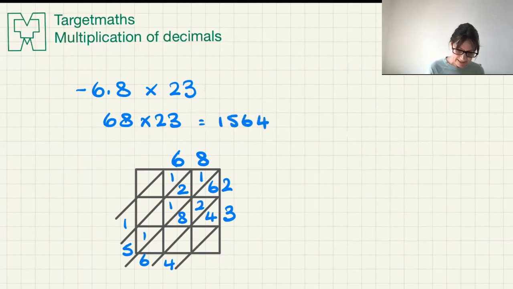Now let's get that decimal in the right place. So I need to come in 1 on here. Don't do anything with the 23. So we're coming in 1. So we've now got 156.4. Now the last thing that I'm going to do is consider that negative, okay?